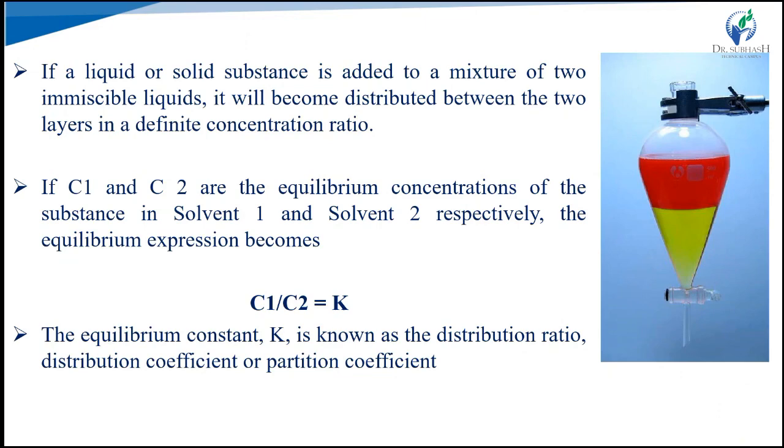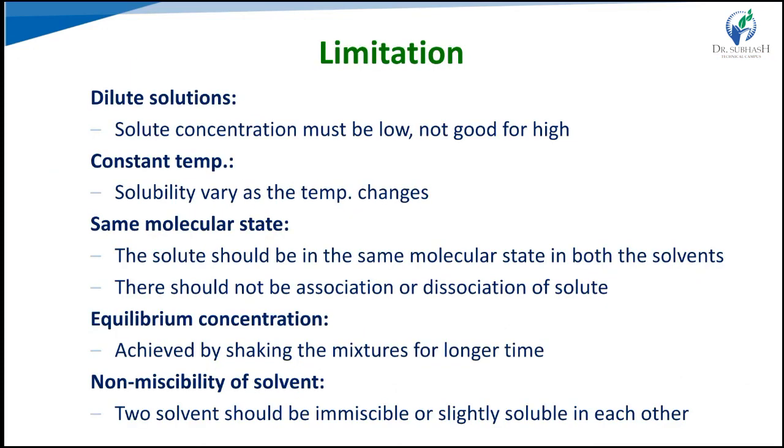K is the equilibrium constant, or the distribution ratio, distribution coefficient, or partition coefficient. For applying the Nernst distribution law, some conditions are required. These are our limitations. Solute concentration must be low, not too high. We require dilute solutions, not concentrated solutions. Low concentrations are needed so we can apply the Nernst distribution law.